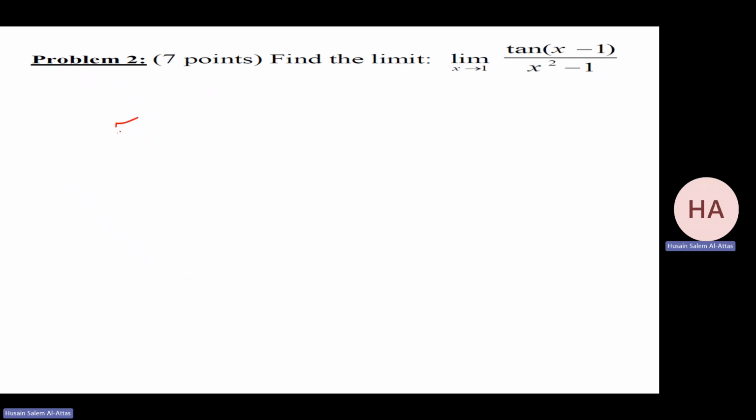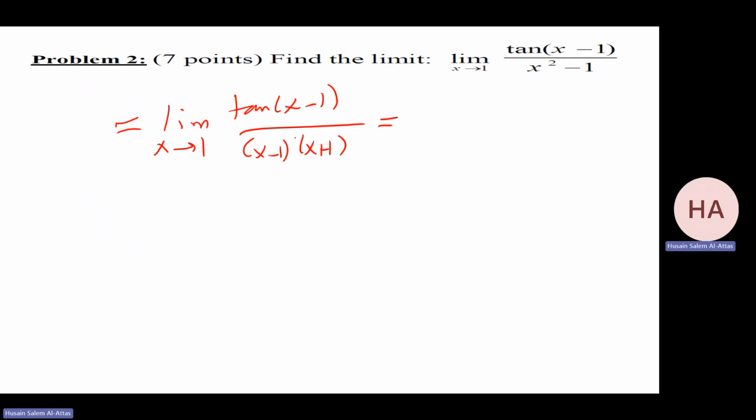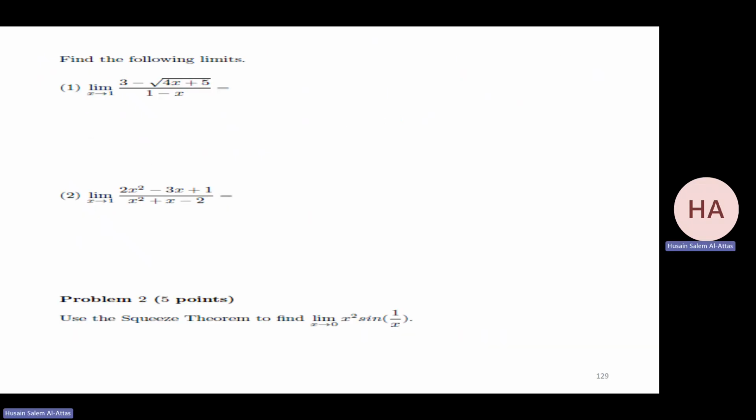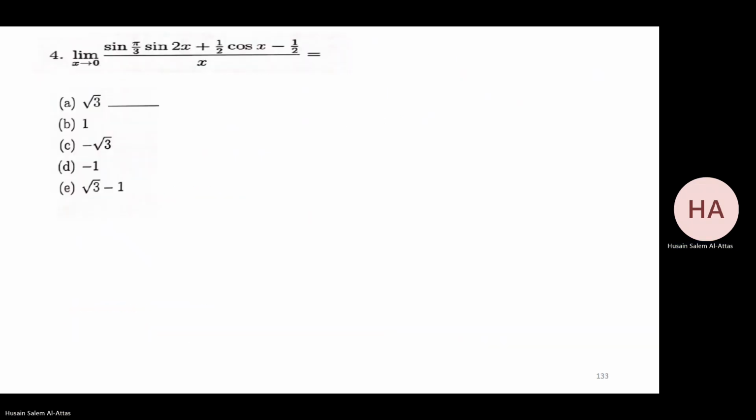I think we did something similar. No problem. We'll do it again. Since we want to do all problems, x minus 1, x plus 1. This is 1. This is 1 over 2. Okay. Now, the last special limit, I think this is the remaining.